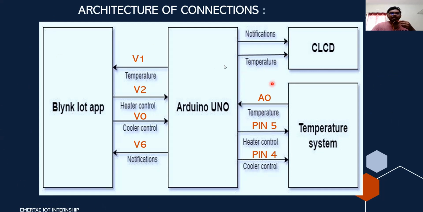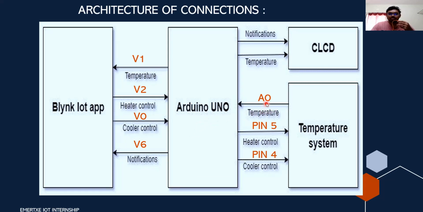So this is the architecture for the connections. You will have the Arduino Uno as before, and the LCD. Apart from that, you will have the temperature system and Blynk IoT. Blynk IoT will be connected to the Arduino, and the temperature system will be connected to the Arduino. So the Arduino is the main microcontroller that connects everything and operates in between.